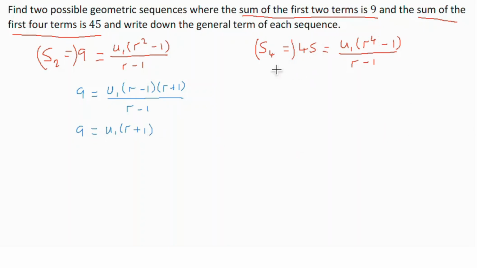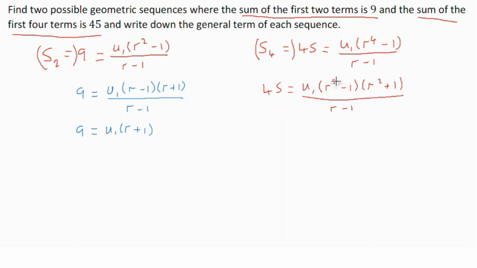Now on the right-hand side, I'm going to do a similar thing. I have 45 equals U1, and R to the 4 minus 1 is also a difference of two squares. It's (R squared minus 1) times (R squared plus 1), all over R minus 1.